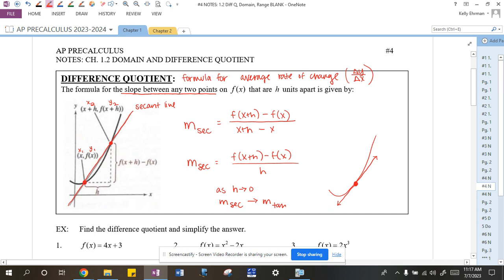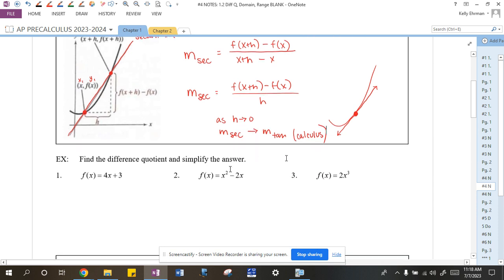Well, we can't really find a slope of a tangent line just using the slope formula because we can't plug in 0. But we can get very close to it. What if h is something really minuscule and then our secant line is practically a tangent line? So that's calculus. The study of derivatives is looking at slopes of tangent lines to kind of put things very basically.